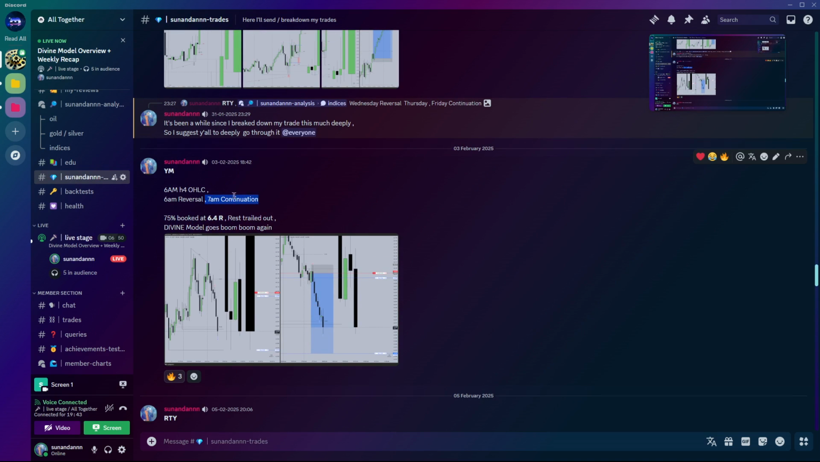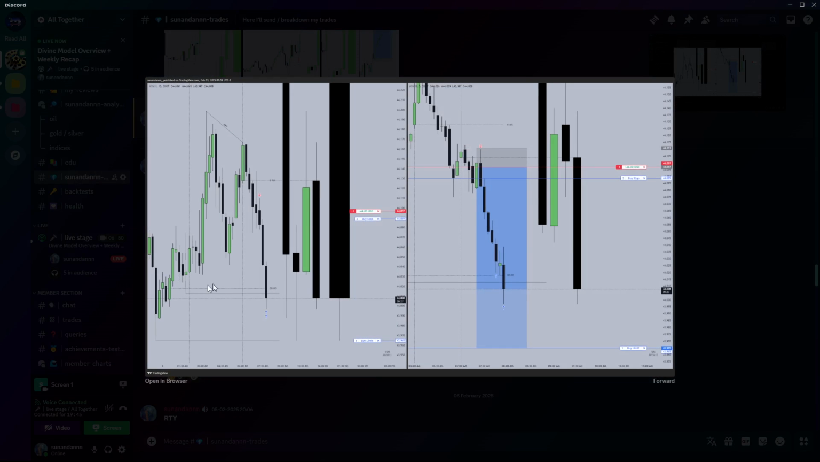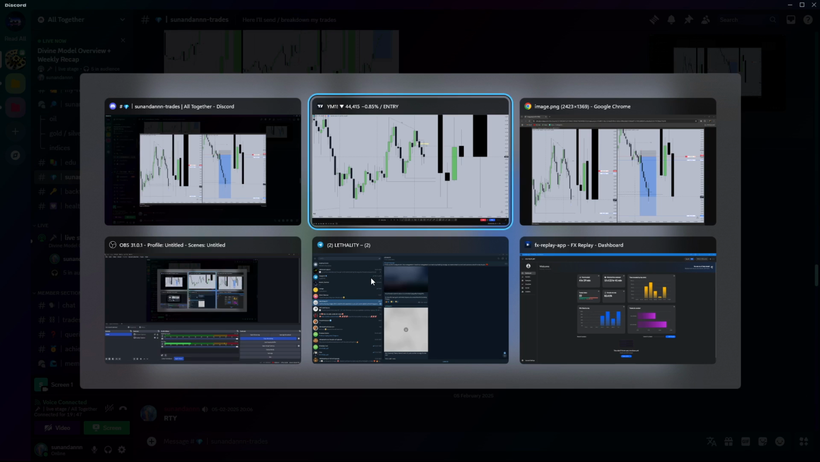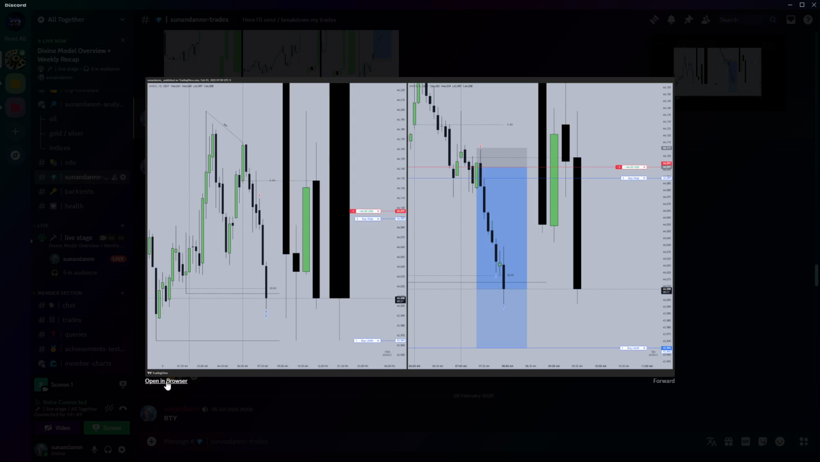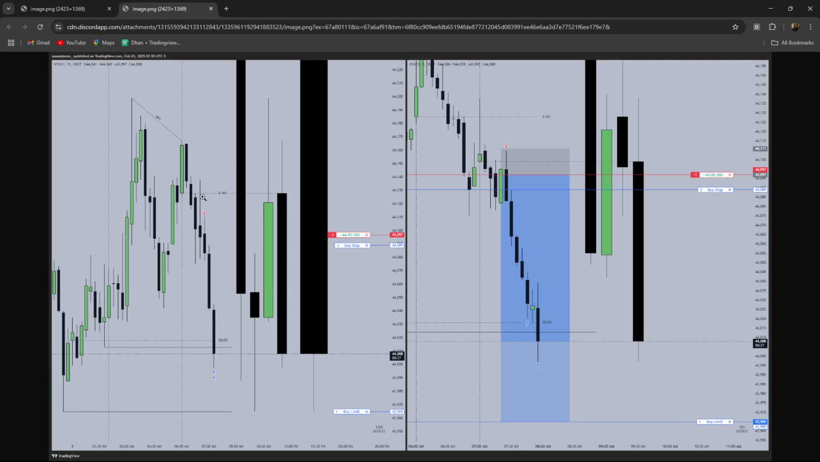Yes, 7 a.m. continuation. See these. Okay, done. The same here. 7 a.m. reversal. I took entry in the next, assuming the 7 a.m. Orly candle's high has been printed. So 7 a.m. OH has printed. Now OH to L, open to high to low. Then it goes low.